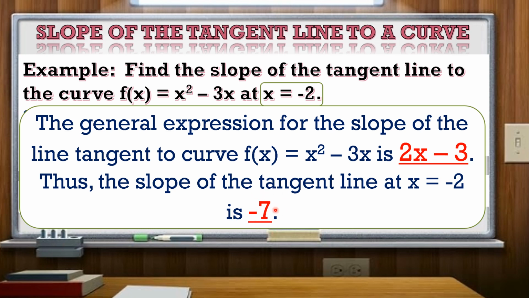So, paano nakuha yung negative 7 na to? Simply substitute the value of your x, which is negative 2, to your slope kanina. Ito yung slope natin. So, 2 times negative 2 minus 3 results to negative 7. And this is the slope of the tangent line at x is equal to negative 2.